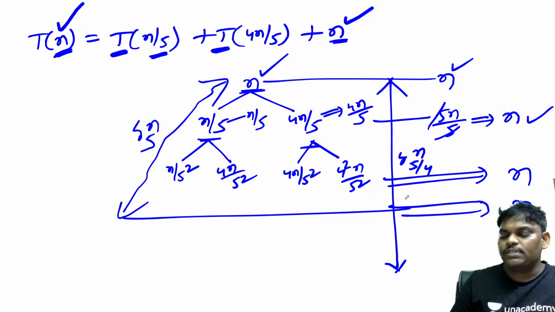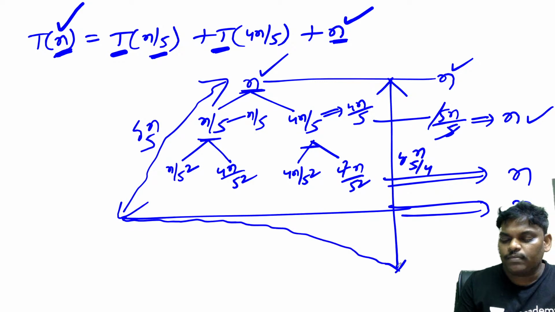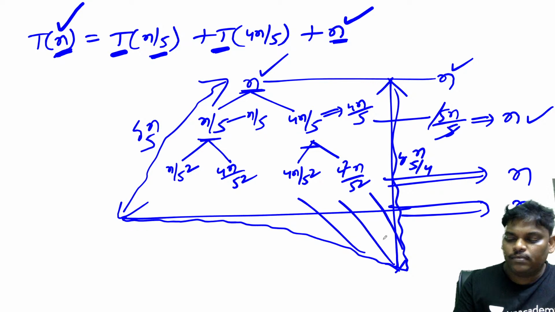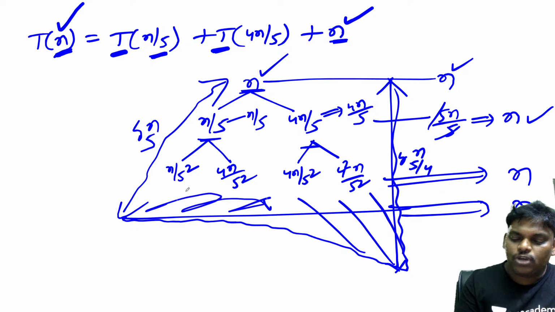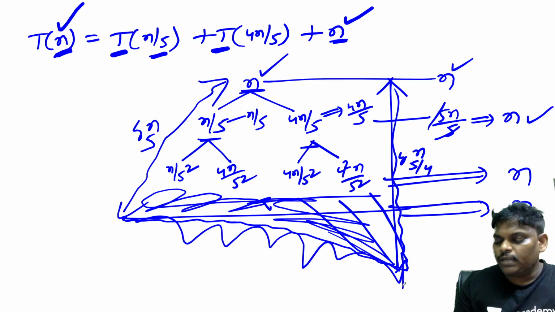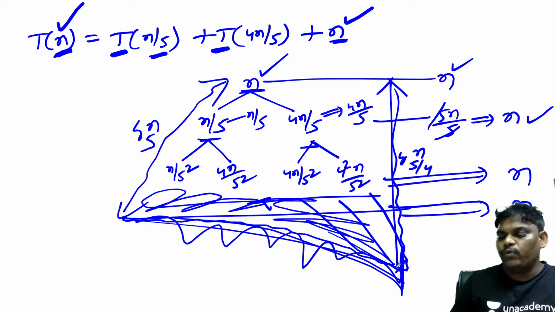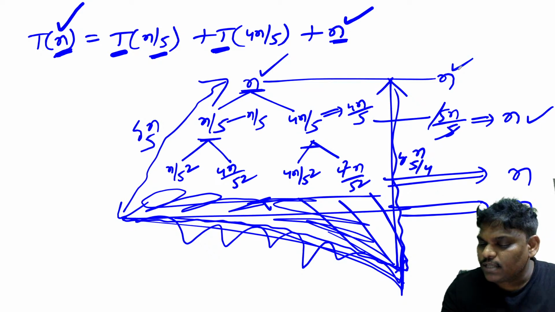So comparing the left and right sides, the right side has more levels. The left side stops here, and the right side stops a little further down. The remaining branches may be a little bigger or smaller, but the right side is deepest. Left height is log n base 5, right height is log n base 5 by 4. But every level costs n.